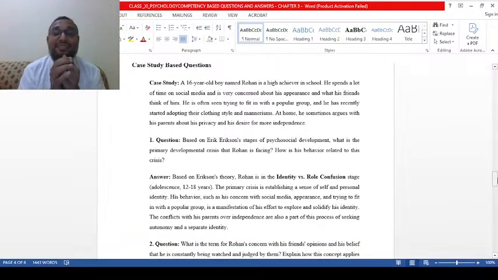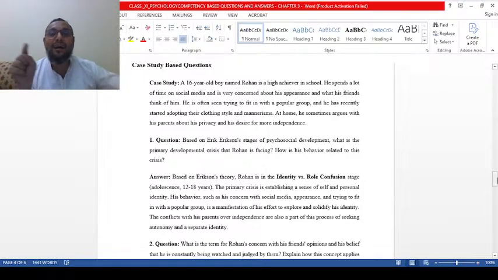Based on Erik Erikson's stages of psychosocial development. Erik Erikson's stages are also linked. So a child who spends a lot of time on social media, 16-year-old means it is adolescence. And adolescence, according to Erik Erikson, is actually role identity versus role confusion, you see here. Look into this case. 16-year-old is adolescence and he is spending the time with friends, he is arguing and he is adapting.